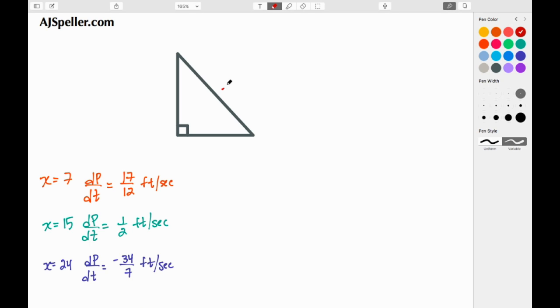We know that this here is the ladder. I'm going to label that L. Down here is the ground. I'm going to label X. And then this here is the wall. I'm going to label Y.